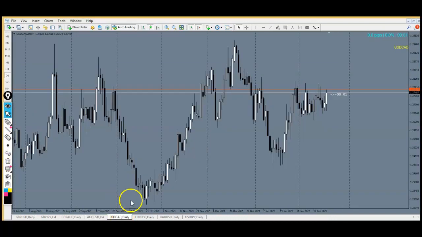let's look at USDCAD daily charts. The same thing as well. Markets is just moving sideways all through. A lot of consolidations. So there's really not much we can do right there.